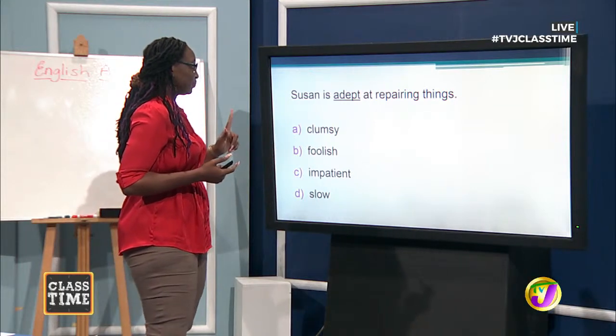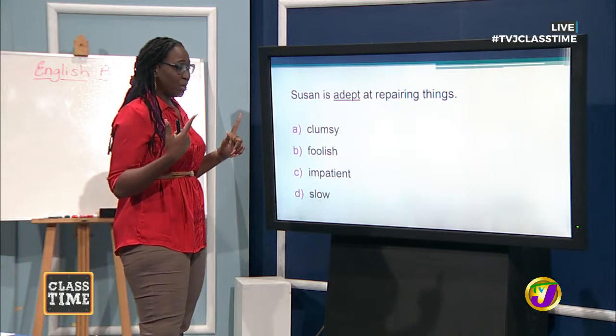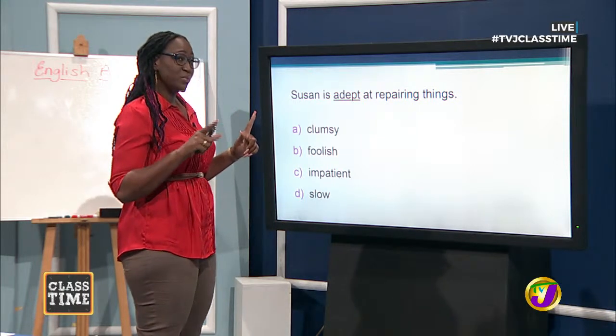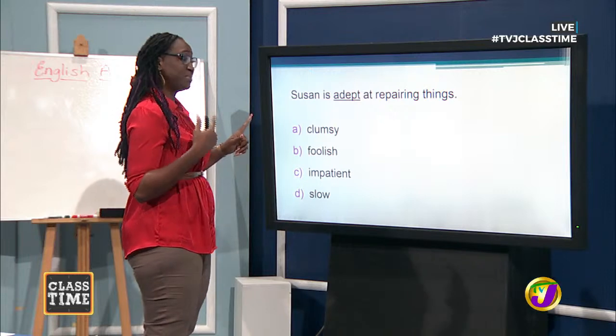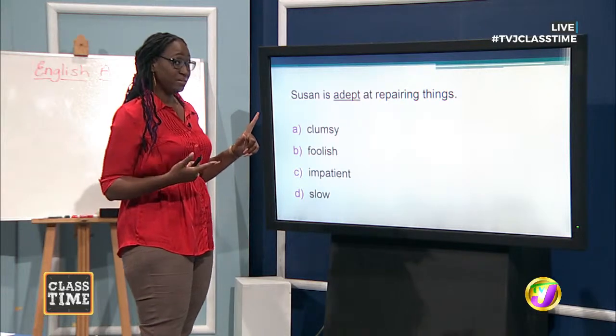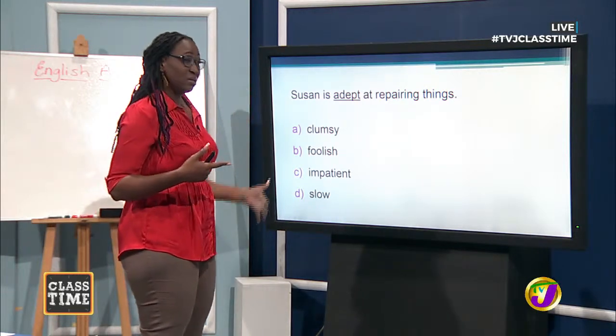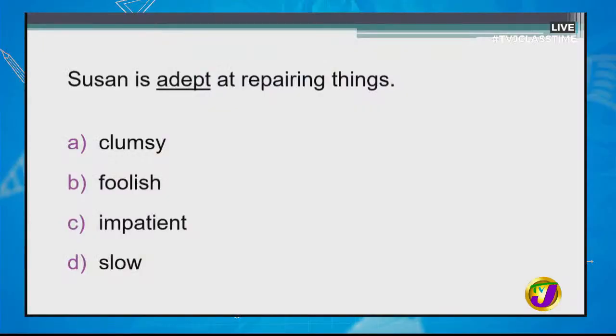So adept means one thing. And we need to know what is the opposite of that. When you're adept at something, you're good at it. So which of these conveys the meaning that you're not so good at it? So we have clumsy, we have foolish, we have impatient, and we have slow. If you're not adept at something, then naturally you're clumsy at it. So you are not good at it.